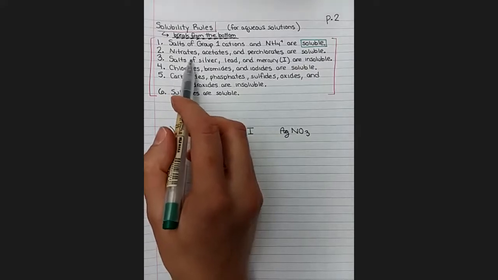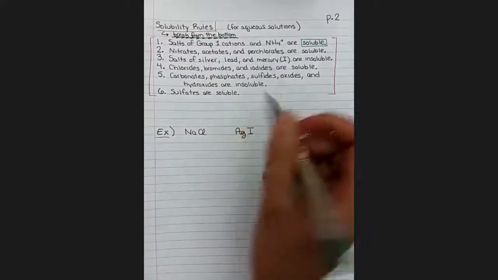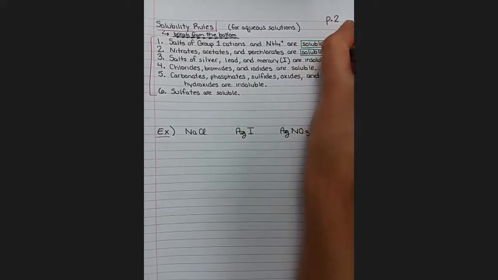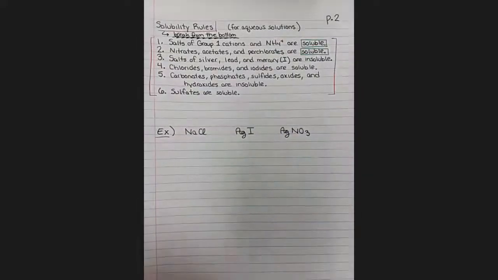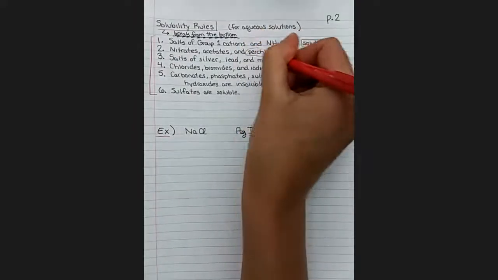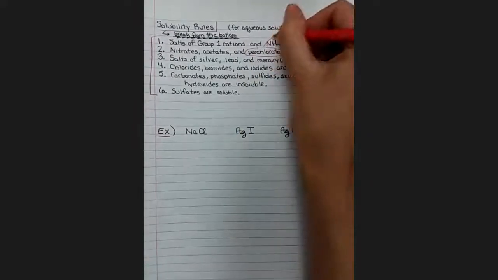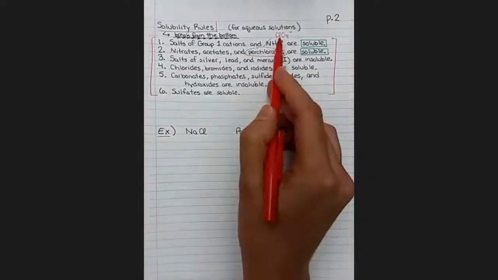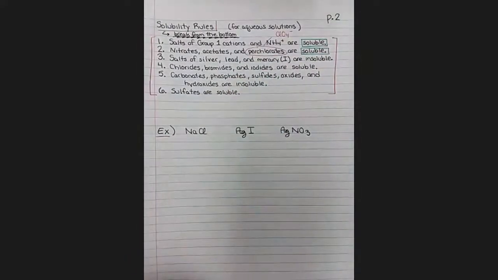Rule 2, nitrates, acetates, and perchlorates are soluble. This is where our knowledge of polyatomic ions becomes particularly useful, but I don't think we covered this one, perchlorate. So perchlorate is a chlorine-oxygen polyatomic anion, specifically 1 chlorine and 4 oxygens with a 1- charge. So now you can recognize a perchlorate.